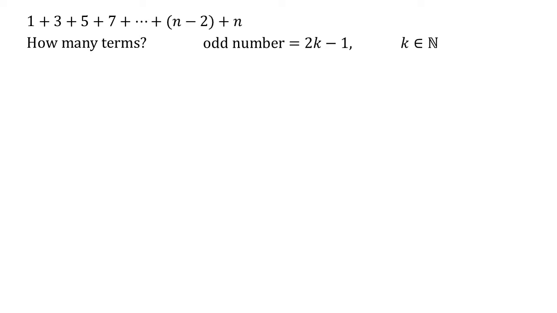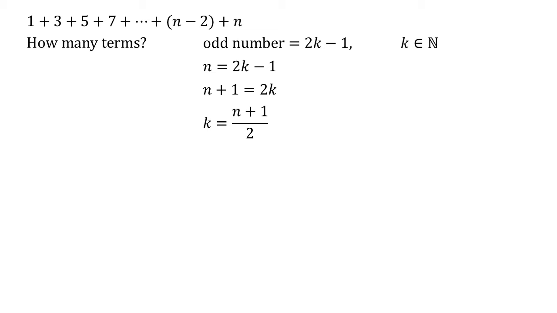So if our largest odd number in our sum, n, must be equal to 2k minus 1, where k is its position in the sequence, the kth number. Then if n equals 2k minus 1, then n plus 1 must equal 2k, so k must equal (n plus 1) over 2. So in our sum, there are (n plus 1) over 2 numbers adding together.